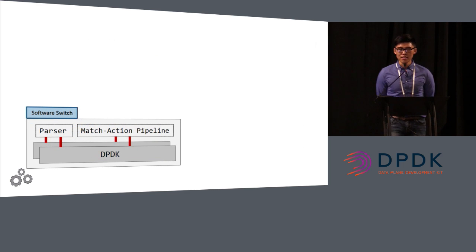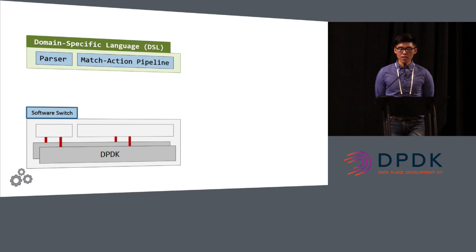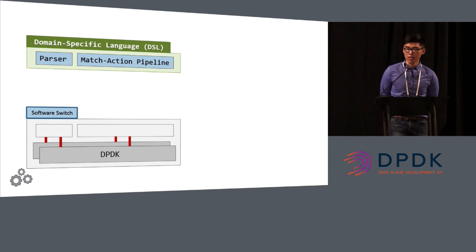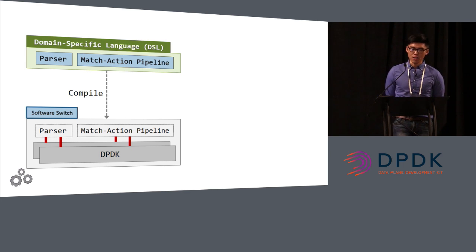Okay, so the basic idea is as follows. Given a software switch with the high-level architecture I described before, what if we take the parser and match action pipeline and separate it from the software switch? Then we define the parser and match action pipeline using something called a domain-specific language, DSL. A DSL is a specialized language specific for an application domain. For us, we're going to use a DSL specific for networking. And then we build a compiler to compile the logic down to the underlying software switch.